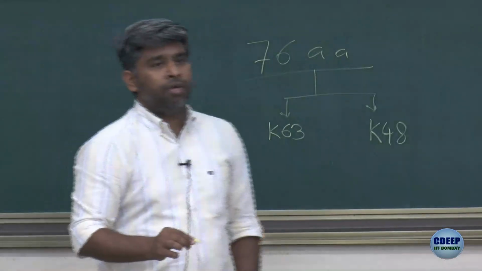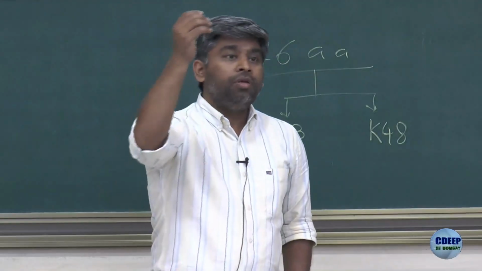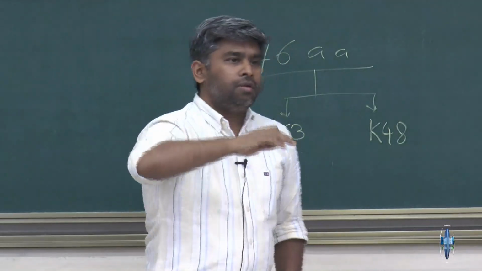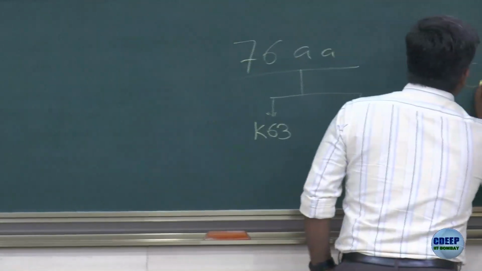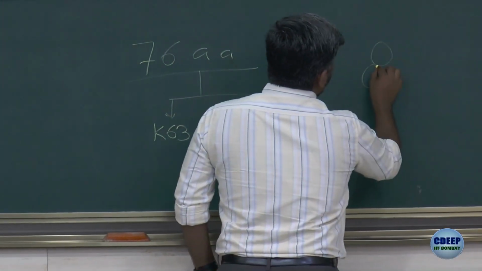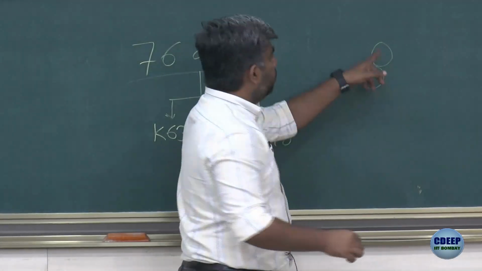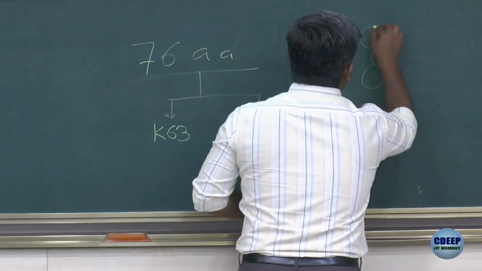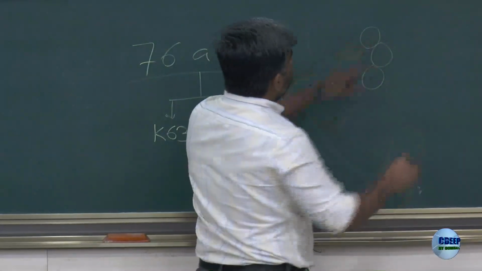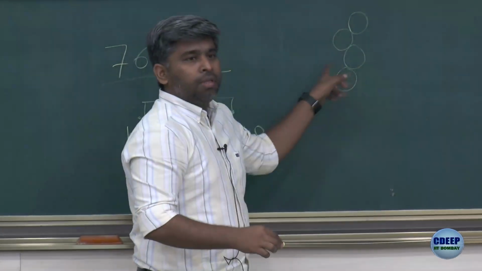K63 and K48, where the ubiquitin will be added onto the ubiquitin. So, if this is one ubiquitin which is added, the next ubiquitin will be added on the 48th lysine which is present on this ubiquitin. The next ubiquitin will be added on the 48th lysine of this ubiquitin. This is how the polyubiquitin chain forms.